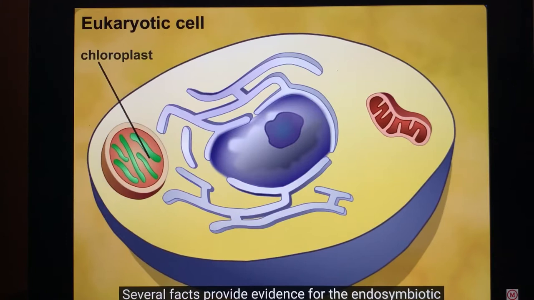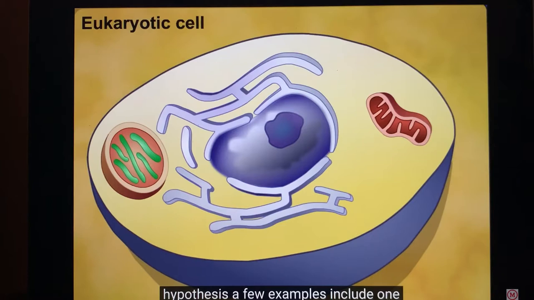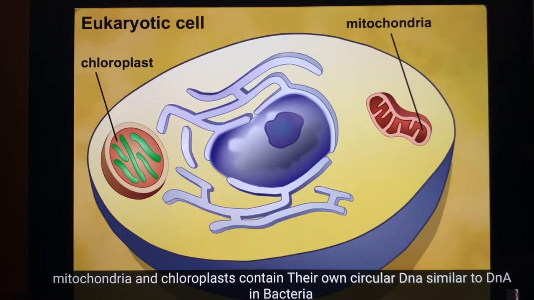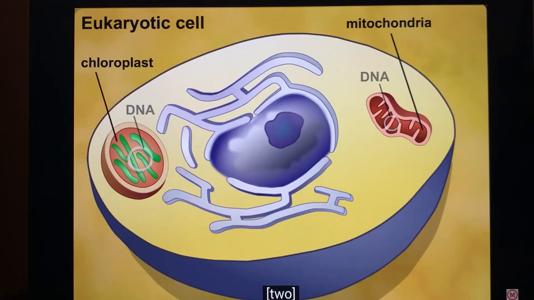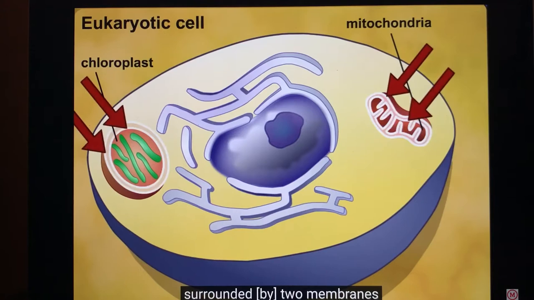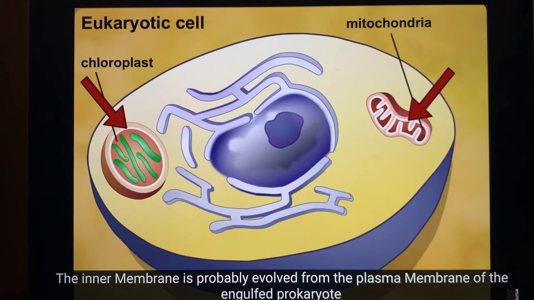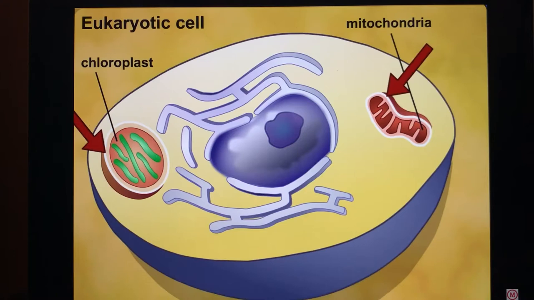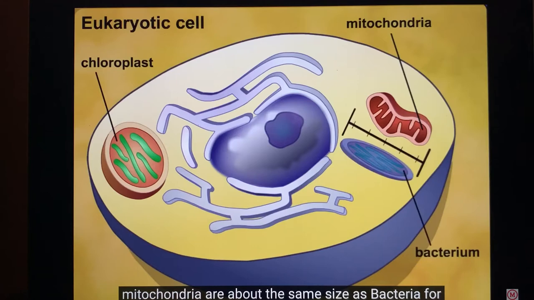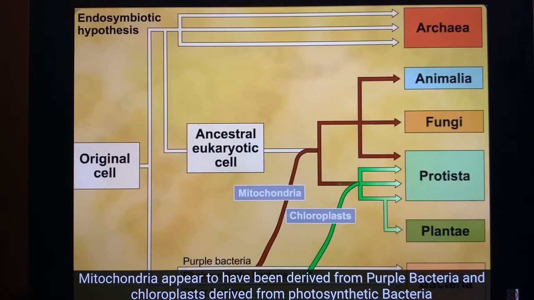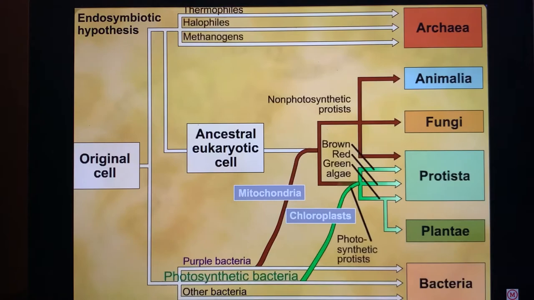Several facts provide evidence for the endosymbiotic hypothesis. A few examples include: 1. Mitochondria and chloroplasts contain their own circular DNA, similar to DNA in bacteria. 2. Both mitochondria and chloroplasts are surrounded by two membranes. The inner membrane probably evolved from the plasma membrane of the engulfed prokaryote, while the outer membrane is probably derived from the cell membrane of the host. 3. Mitochondria are about the same size as bacteria. 4. Mitochondria appear to have been derived from purple bacteria, and chloroplasts from photosynthetic bacteria.